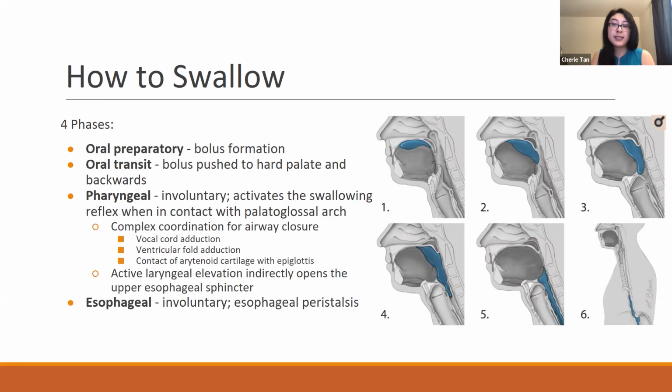The pharyngeal phase is an involuntary phase where the swallowing reflex is activated when the food bolus is in contact with the palatoglossal arch. This leads to a complex coordination to ensure airway closure, involving vocal cord adduction, ventricular fold adduction, and contact of the arytenoid cartilage with the epiglottis. At the same time, active laryngeal elevation indirectly opens the upper esophageal sphincter, allowing the food bolus to pass. It is at this stage where aspiration can occur if there is a disruption in the coordination. Lastly, in the esophageal phase, the bolus is propelled by peristalsis into the stomach.